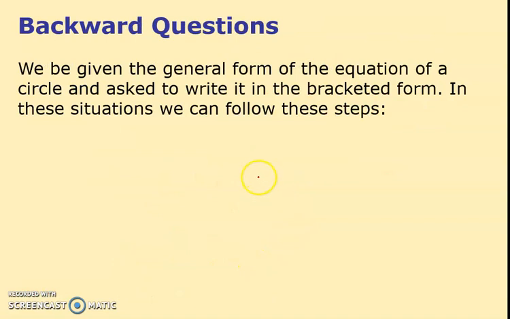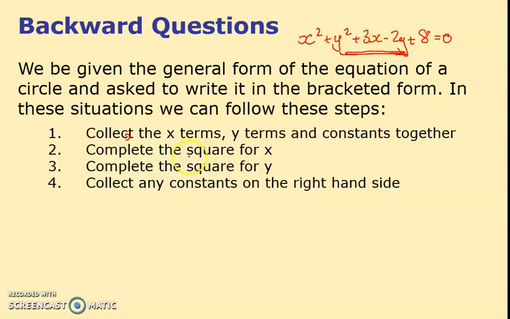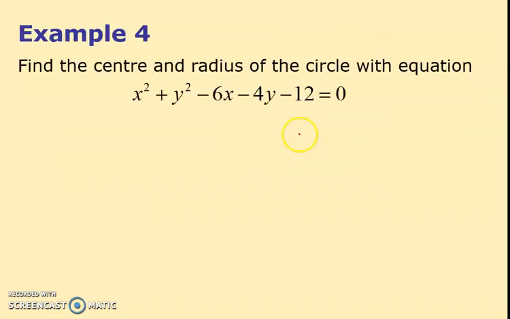And then lastly, we've got this other thing where sometimes you get it the other way round. Sometimes they'll give it in an x squared plus y squared, plus 3x minus 2y plus 8 equals 0 kind of way. So if they said that, notice there's no brackets. So sometimes we want it in the bracketed form. This is the way we do it. Notice you basically complete the square twice, once for x, once for y. Probably best if I just show you an example.